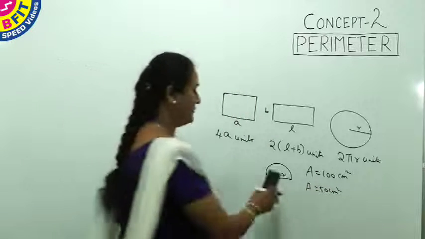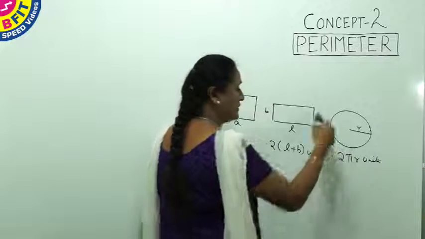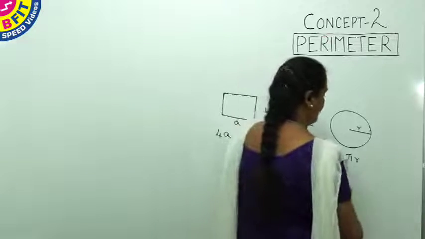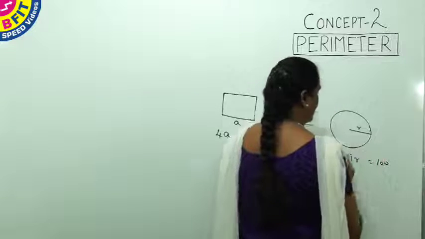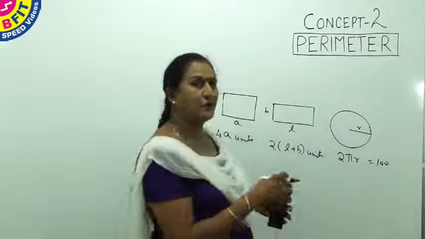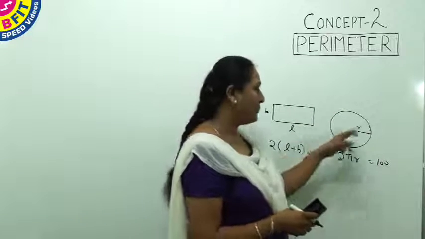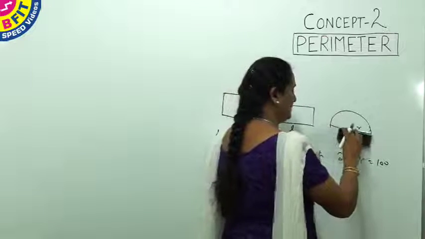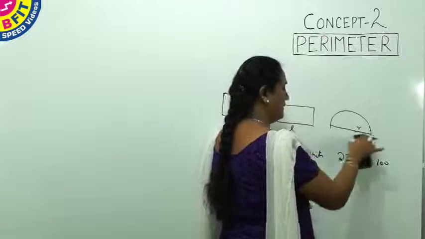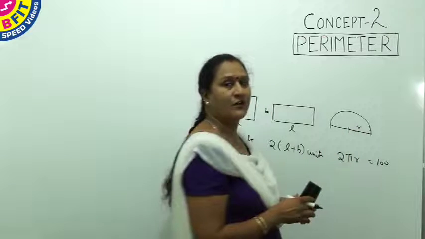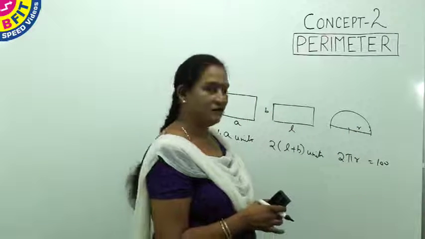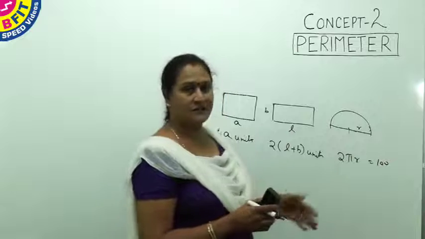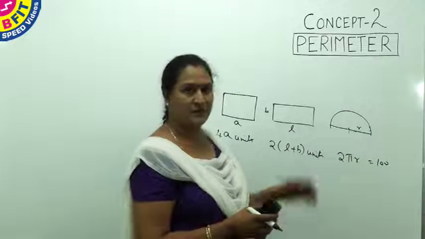Now suppose for this circle the circumference is 100, so for some radius, if circumference is given as 100, 2 pi r is 100. So what will be the perimeter for the semicircle? Say for this whole circle 100. Now what will be the circumference for a semicircle? So 50? It is not 50. So when area is given, we can take half for a semicircle.